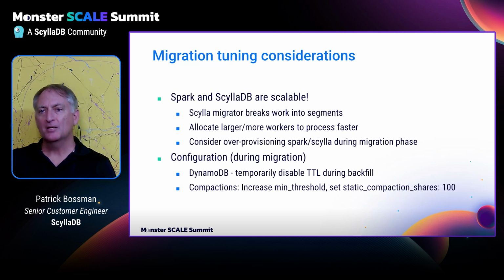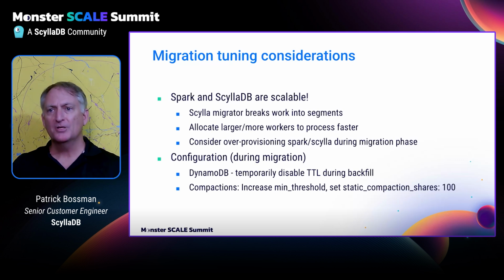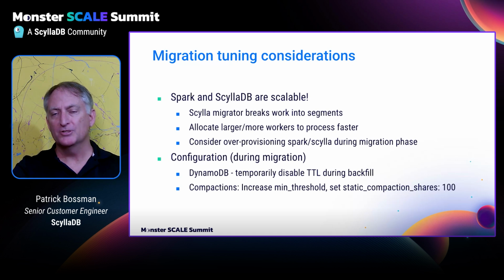And we can also set compaction shares to 100 to reduce the intensity of the compaction and how much resource it takes compared to the backfill process itself. So these are just some things that we can do to make the migration go a little bit faster.